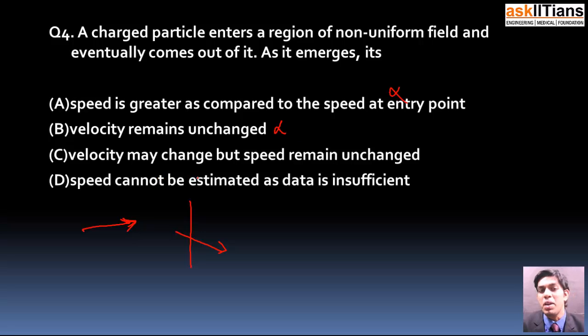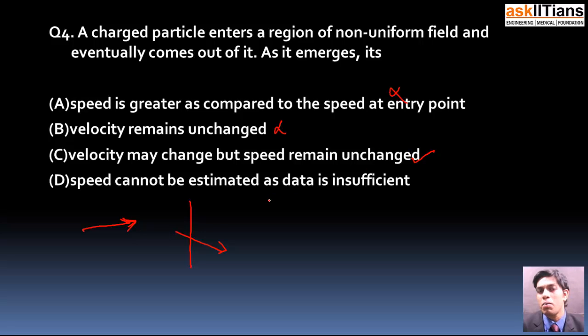C. Velocity may change, but speed remains unchanged. Now, this is quite feasible. That is, there might be a case that the direction does change, but we know for a fact that speed is not going to change. So this is a correct statement.